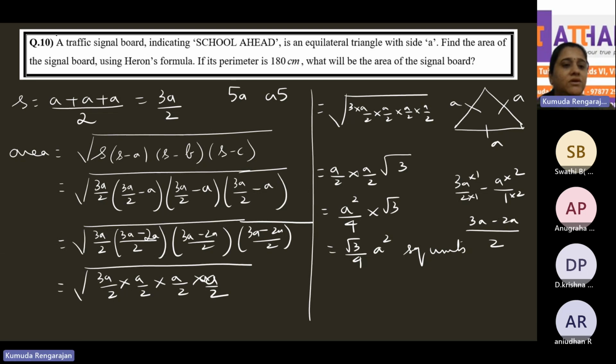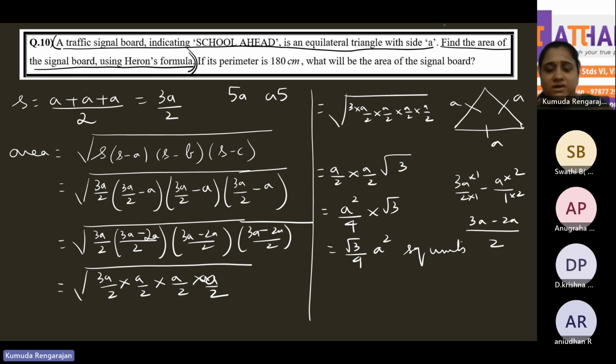You should read from here to here. This one you understand. It's an equilateral triangle of side A. Find the area of the signal board using Heron's formula. So we read only till here because there itself we have a question. Find the area of the signal board using Heron's formula. So what did we do? We found the area.